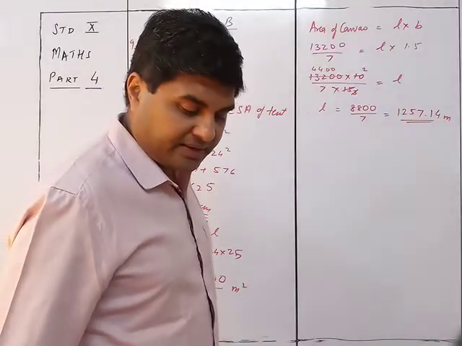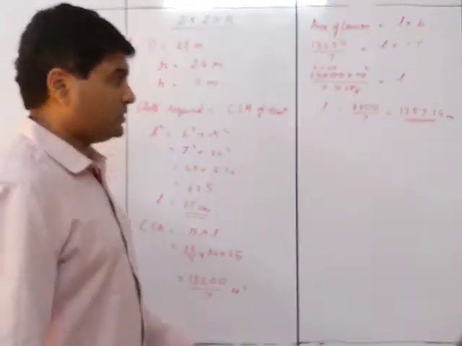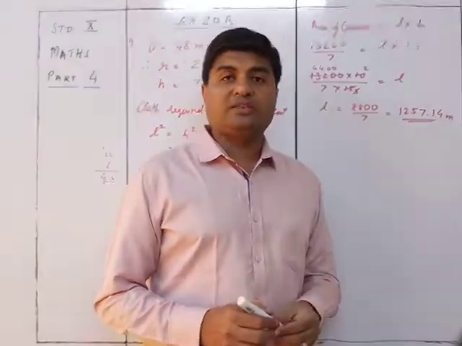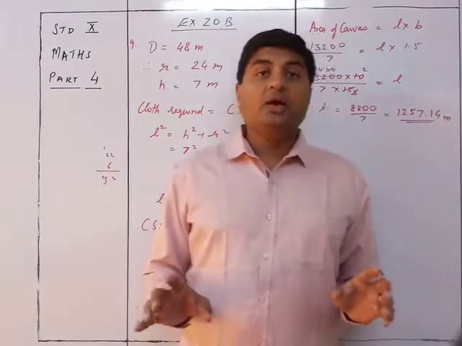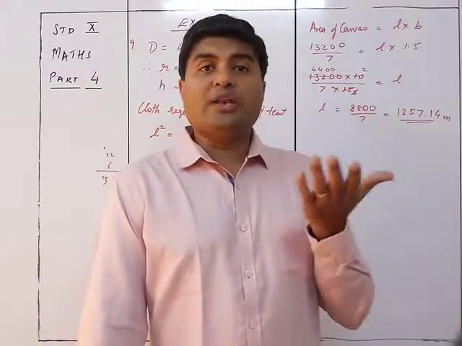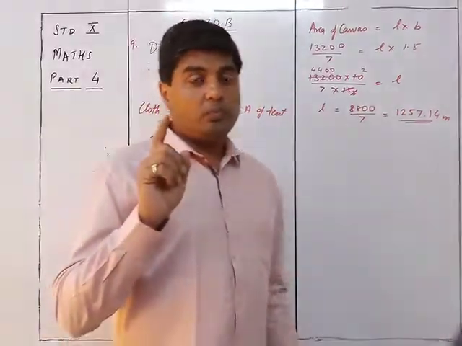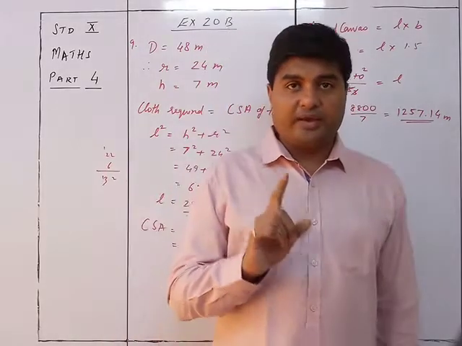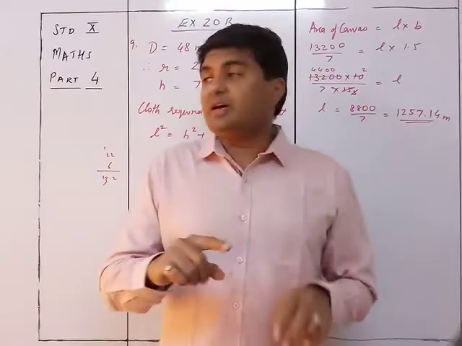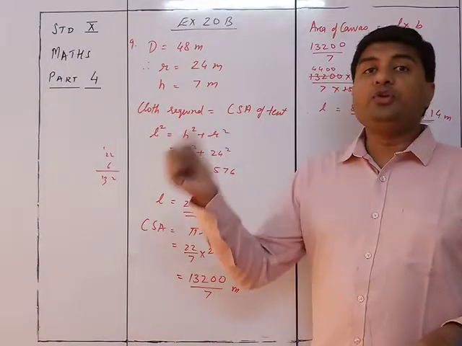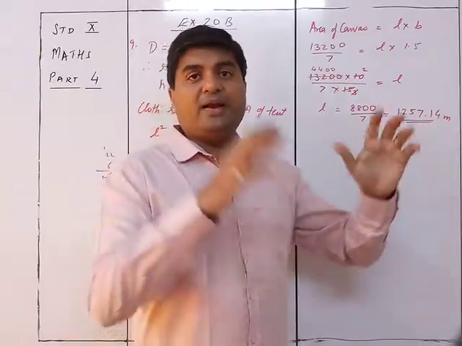But here the main thing is, given that 10% of the canvas is used in folds and stitches. So now you can say this is not the final cloth. This is the cloth required if there would not have been any stitches. They have given that 10% of the cloth required is used. Now the most important part comes here, which you have to be very careful about. There are two things. One is 10% of the CSA is used in folds and stitches. In that case, what will happen? I'm just going to add 10% to it and find out the total canvas required.